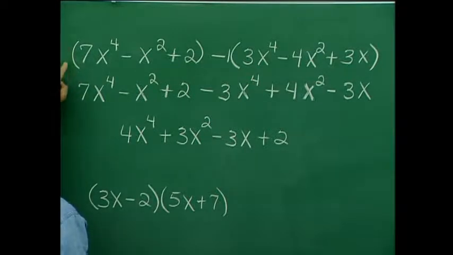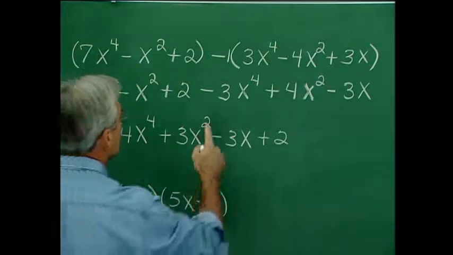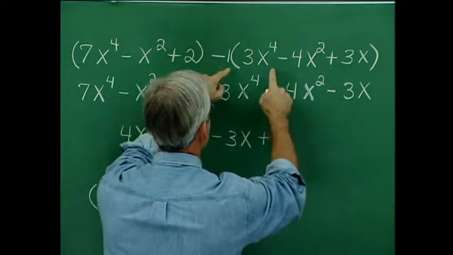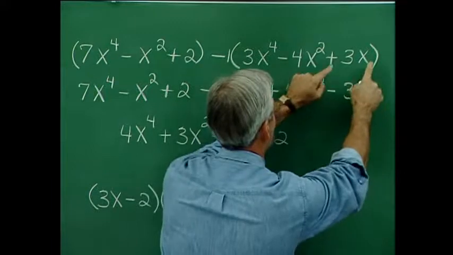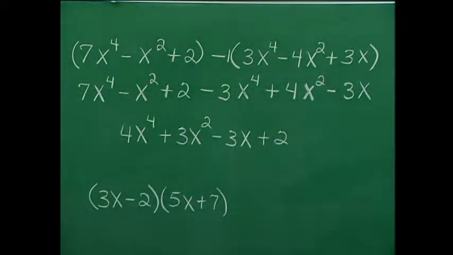because the understood coefficient here is 1. That's one way to look at it. And here, minus 1 times all of these, the signs change. This becomes minus 3x to the 4th plus 4x squared minus 3x. And now I want to collect like terms.